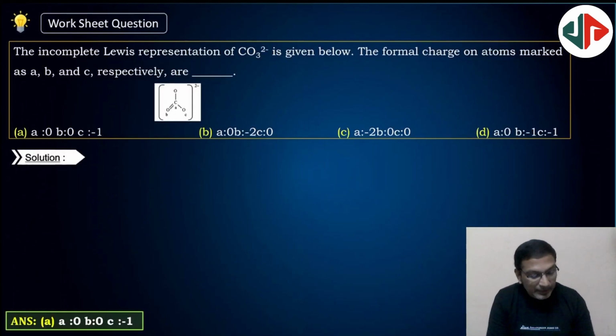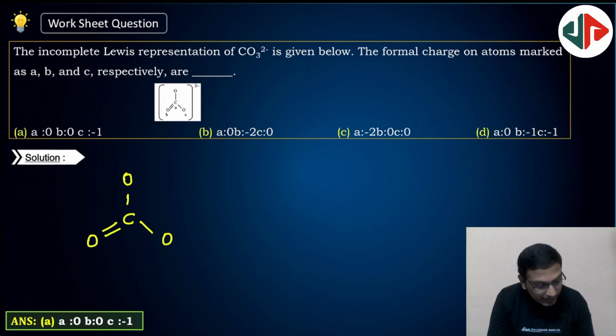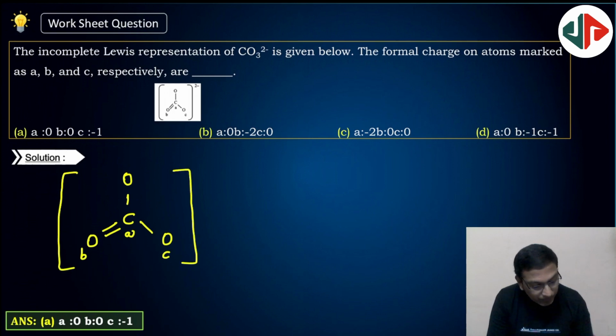Here the incomplete Lewis representation of CO3 2 minus is given. The formal charge on atoms marked A, B, C respectively are. Here the structure is given like this, O and double bond O. Here carbon is marked as A, and this is option B, this is option C. And total 2 minus. You have to calculate formal charge.